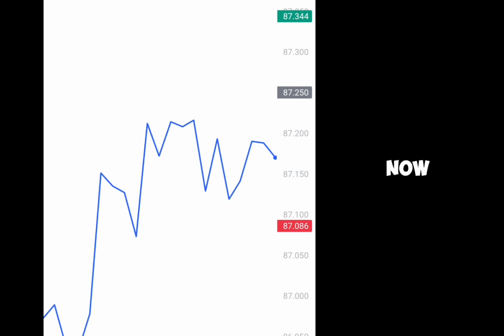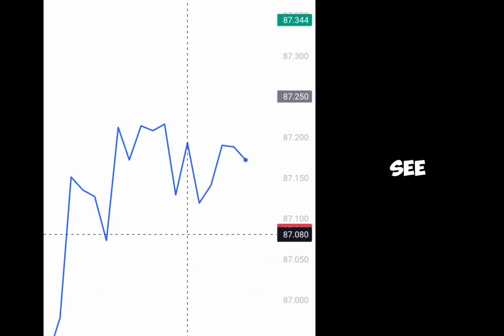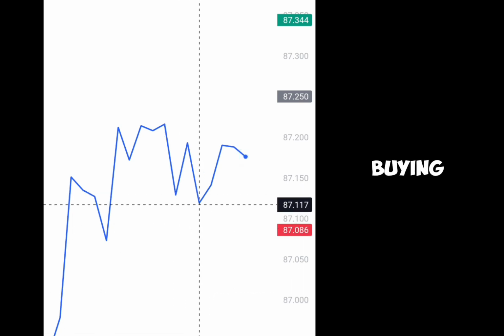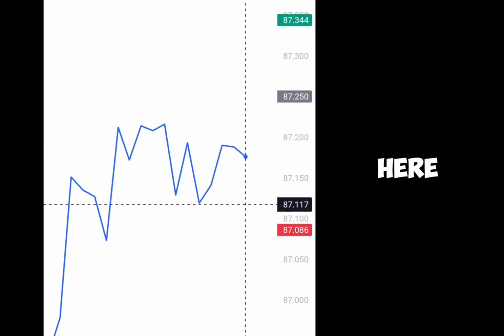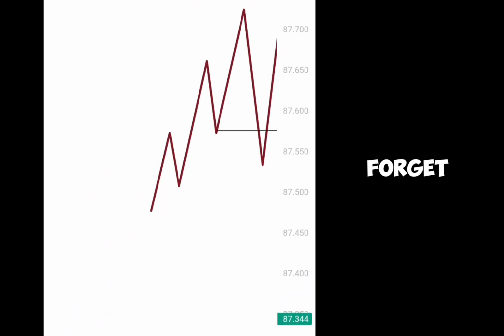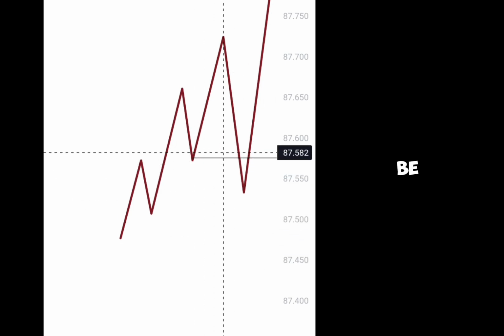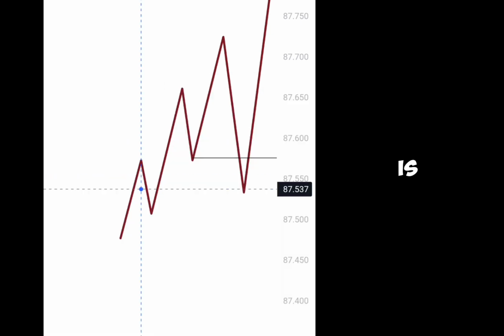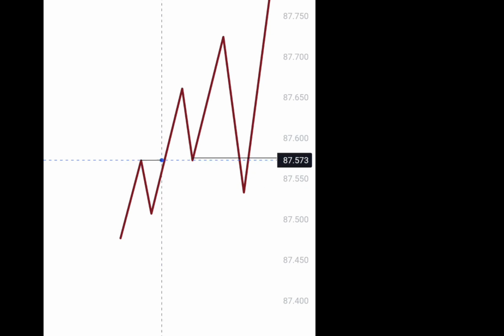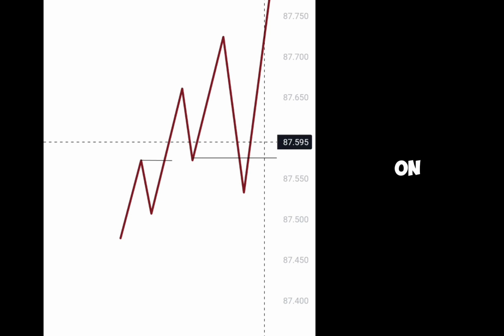Now what you want to look out for is where people are buying. You see that people are buying here, people are buying here, and you want the market to come down here before it starts going up. So what exactly are we going to do? Don't forget, you want to check out liquidity. You want liquidity to be taken out here. But before then, the first thing you want to check is whether there is a valid breakout. Has the market broken out? This is a break of structure, which indicates that the market keeps on moving up.